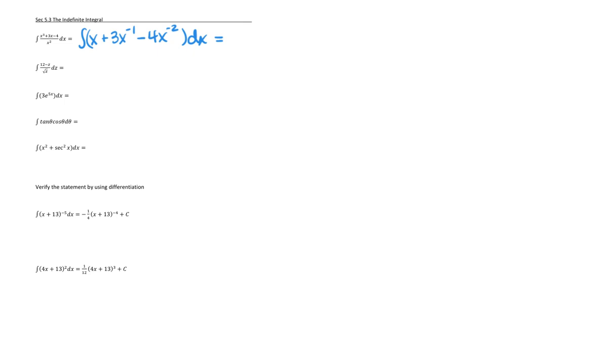And then I'll get that equals. So an antiderivative of x will be 1/2 x squared, plus 3 times an antiderivative of x to the minus 1, which is natural log, absolute value of x. And then minus 4 over, so when I do x to the minus 2 and I add 1 to the power, I'll get x to the minus 1 and then divide by minus 1 and then plus c. And you can simplify those coefficients if you want.